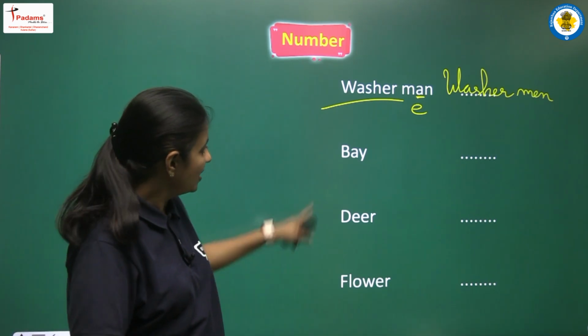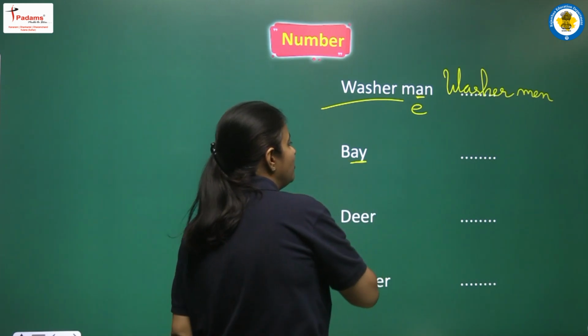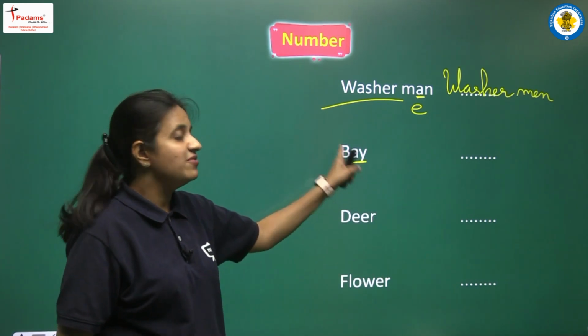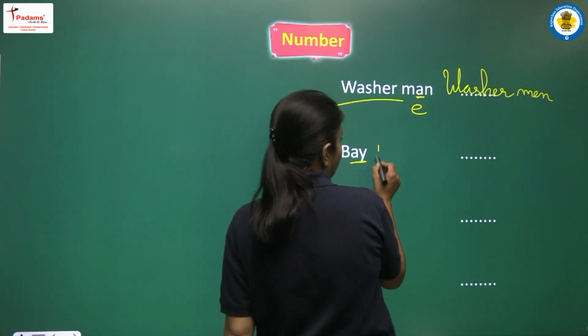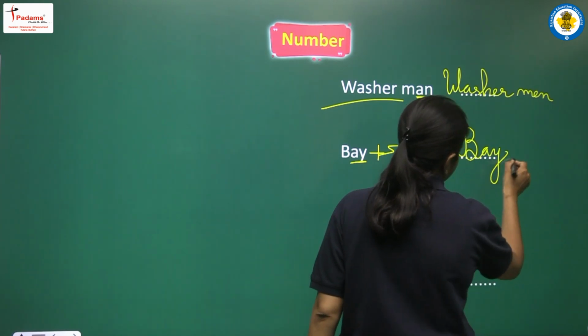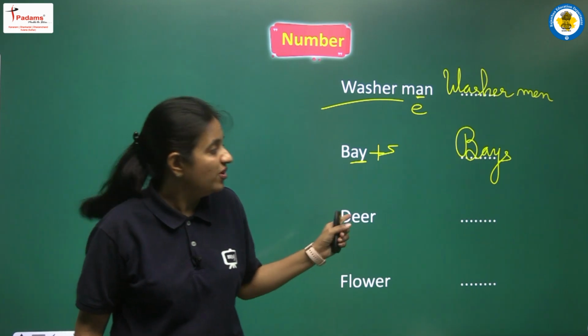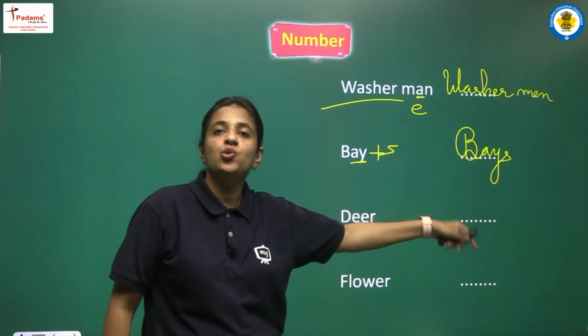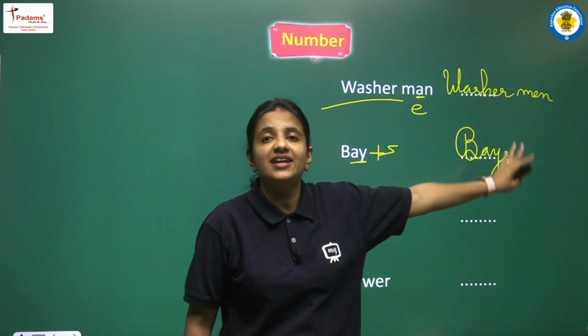Okay. Next we are having bay. We can see that at the end of the spelling we are having Y. Before Y we are having A, that is one of the vowels. So again we have to add S here and it will be bays. So bay is a singular noun, and now we have to do the conversion. We have to add S and it will be bays, that is BAYS.